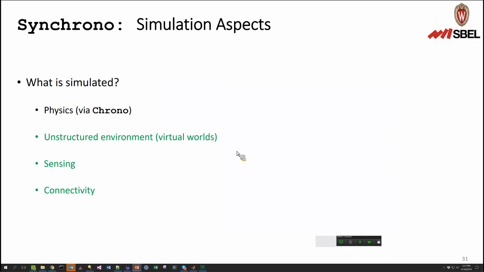So what I discussed thus far is the Synchrono setup and how the physics is simulated and how time coherence is enforced. But there are a couple other things that are important in this equation. You need to have virtual worlds, you need to simulate sensing, and you need to simulate connectivity. So I have 7 minutes to talk about these three things. I'm going to move very quickly through them.